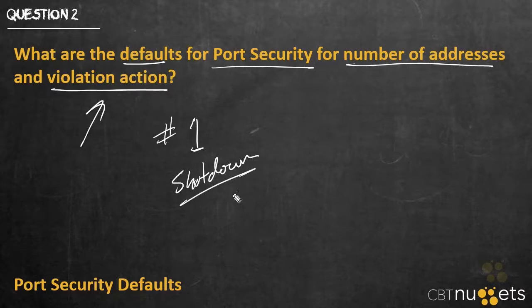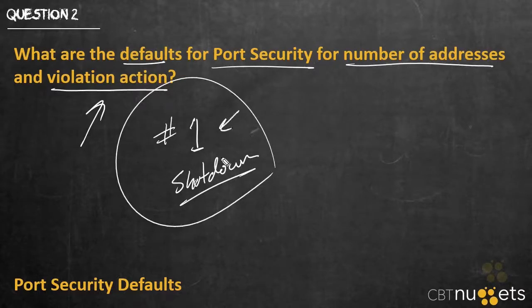So if we enable port security and use these defaults, we're going to allow a maximum of 1 source MAC address, and a violation of that is going to make the port shut down.